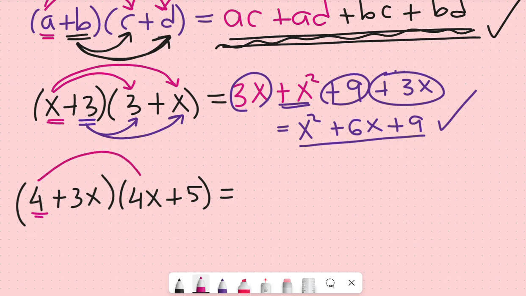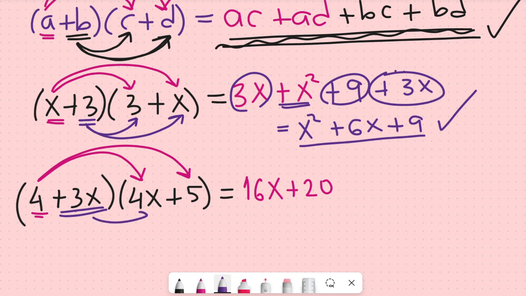So 4 multiplied by 4x and 4 multiplied by 5. 4 times 4x will be 16x. 4 multiplied by 5 will be 20. Then we multiply 3x by 4x, which is, remember, number times number, x by x. So 3 times 4 is 12, and x times x is x squared. Then we multiply 3x by 5. 3x multiplied by 5 will be 15x.